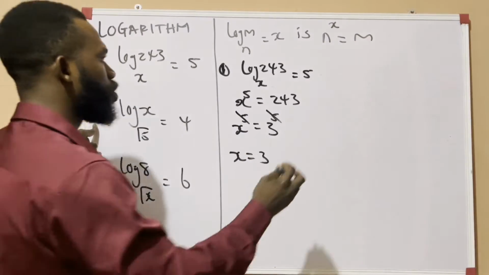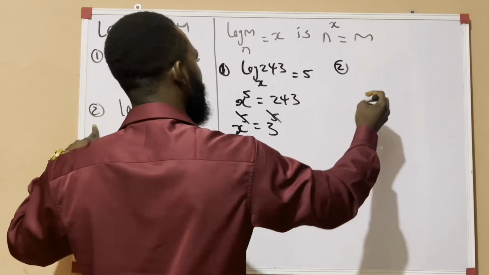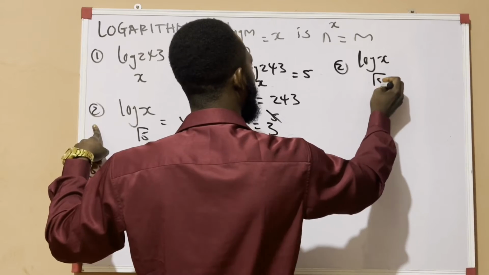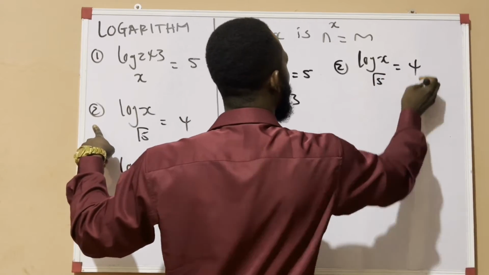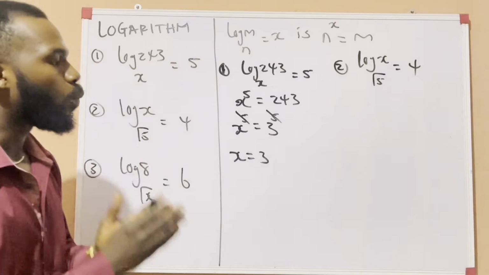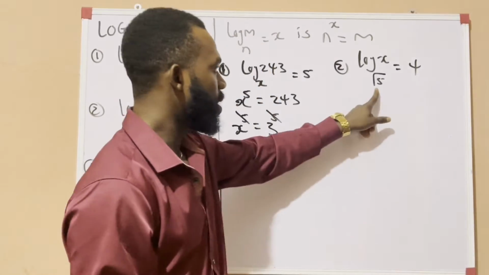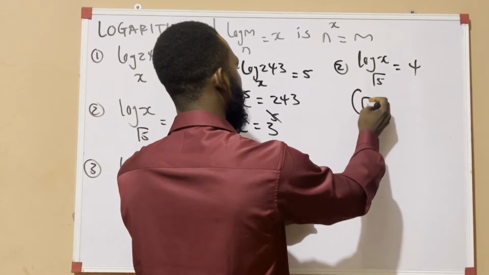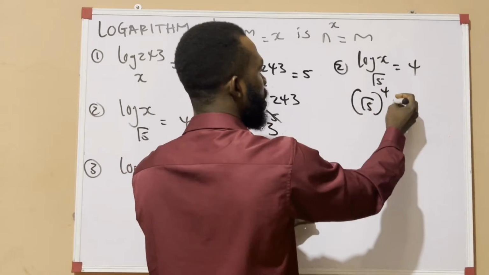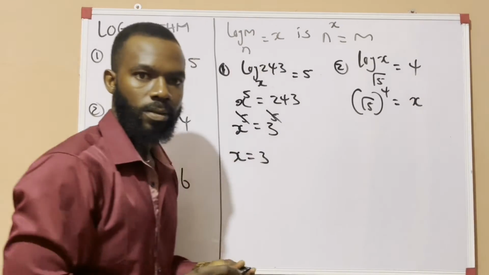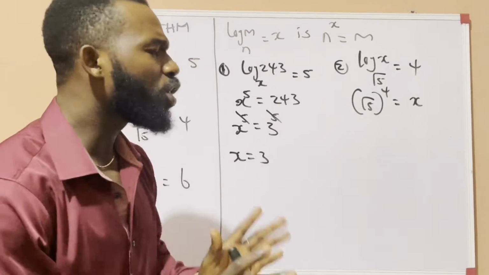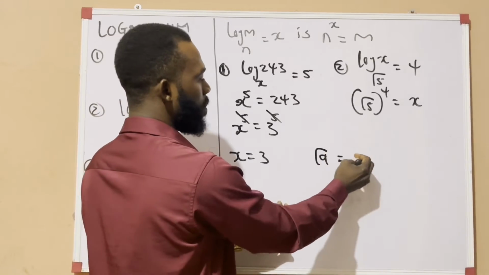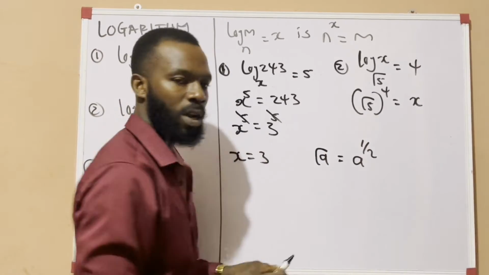So let us solve question number 2. Question number 2 says log x to the base of root 5 is equal to 4. Again, we are going to apply the same rule, which says the base carries 4 as its power. So here becomes root 5 all raised to the power of 4 equal to x. Alright, now according to the law of indices, which says if you have root a, it simply means a raised to the power of 1 over 2.